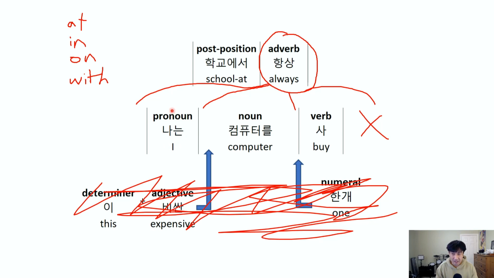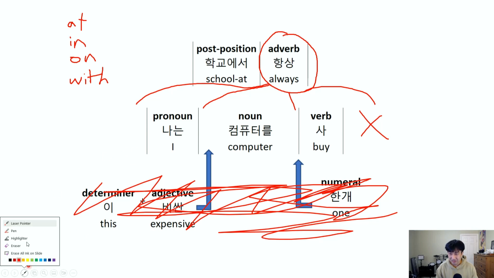But the thing is, these three things must stay in place. So for example, you can say 나는 학교에서 컴퓨터를 사. Or 나는 학교에서 컴퓨터를 항상 사. But you can't ever say 컴퓨터를 나는 사. That never makes sense. So these three have to stay in the same spot.